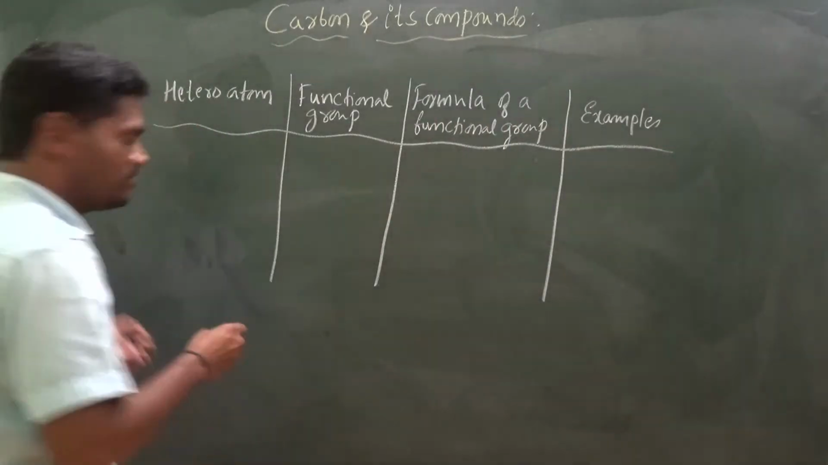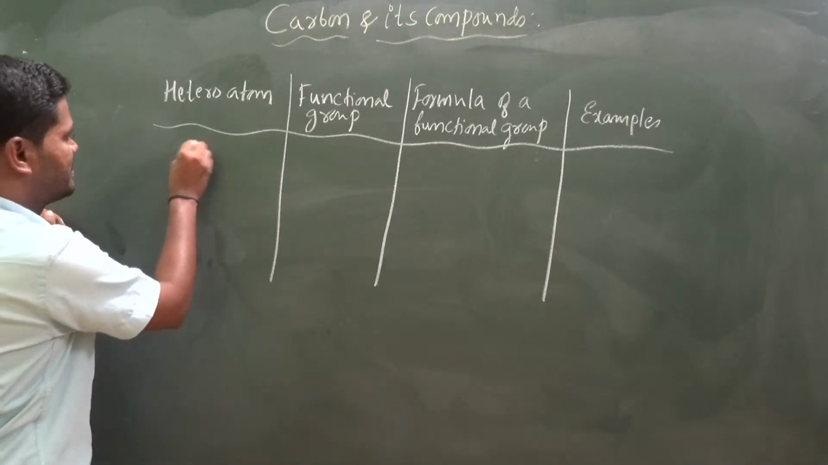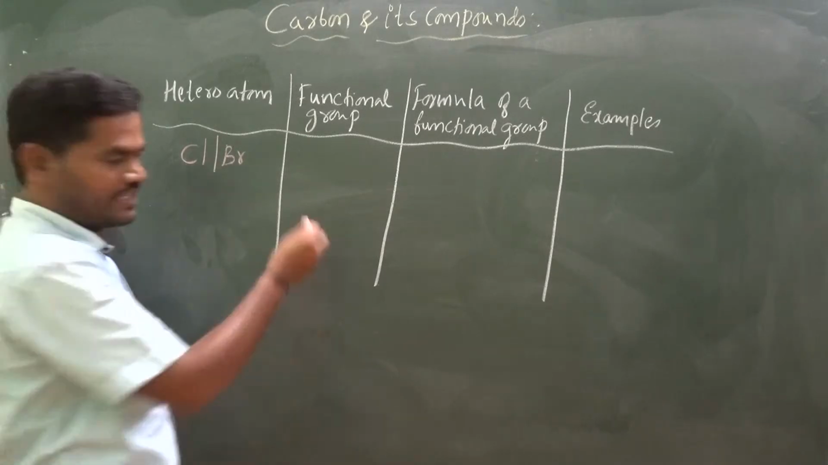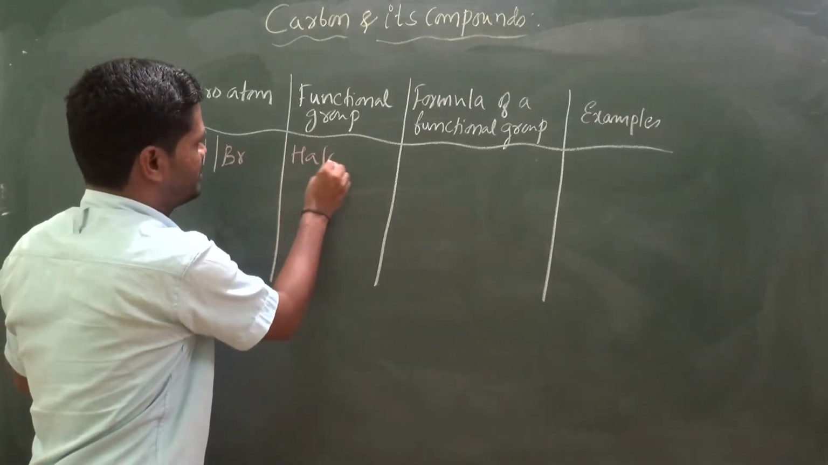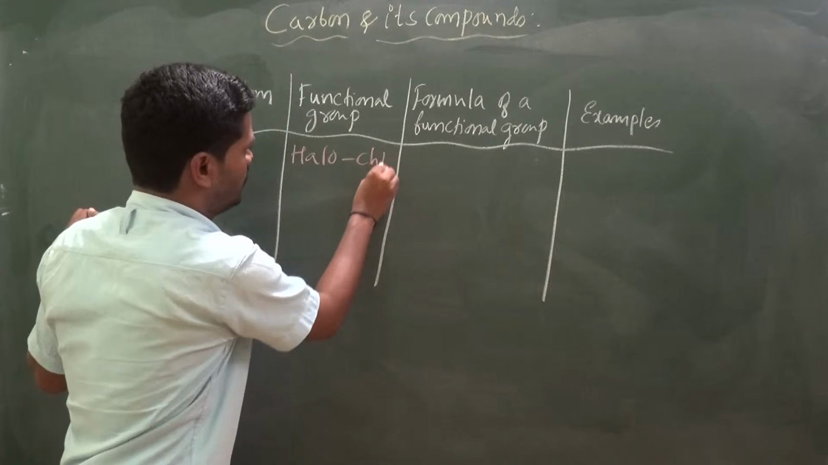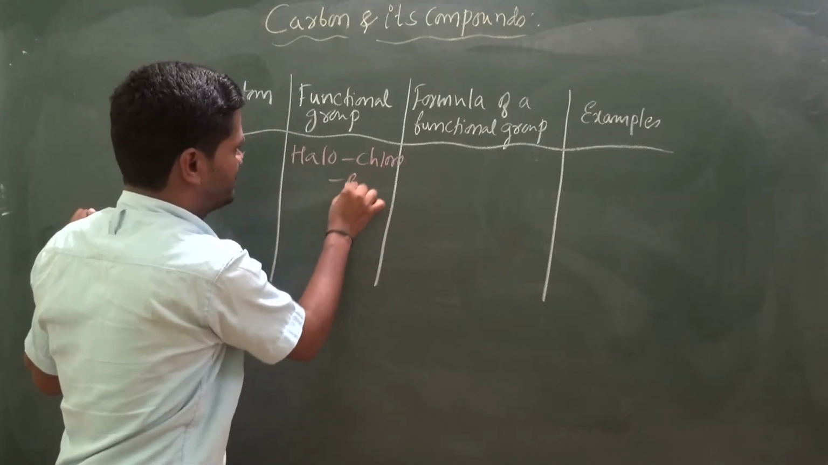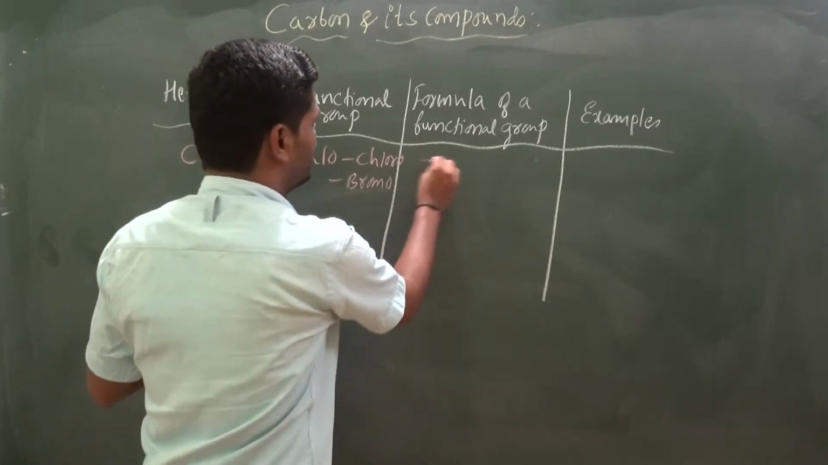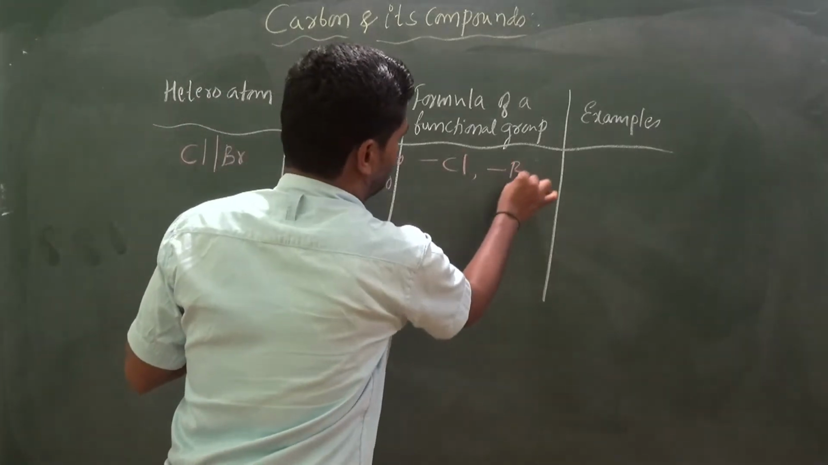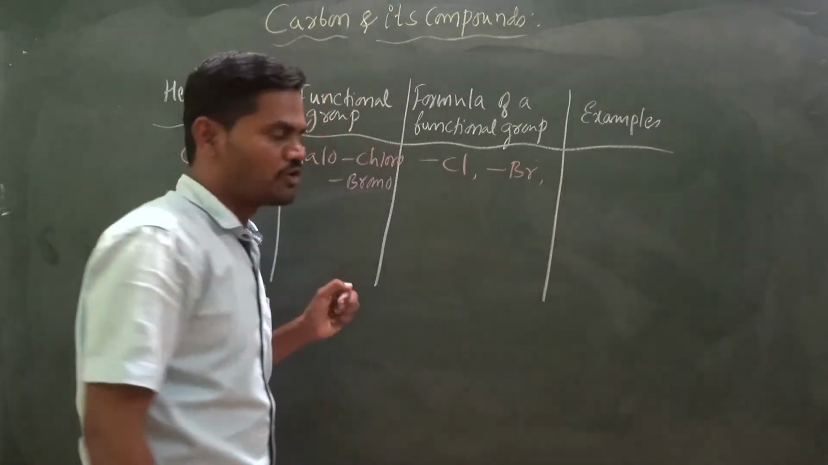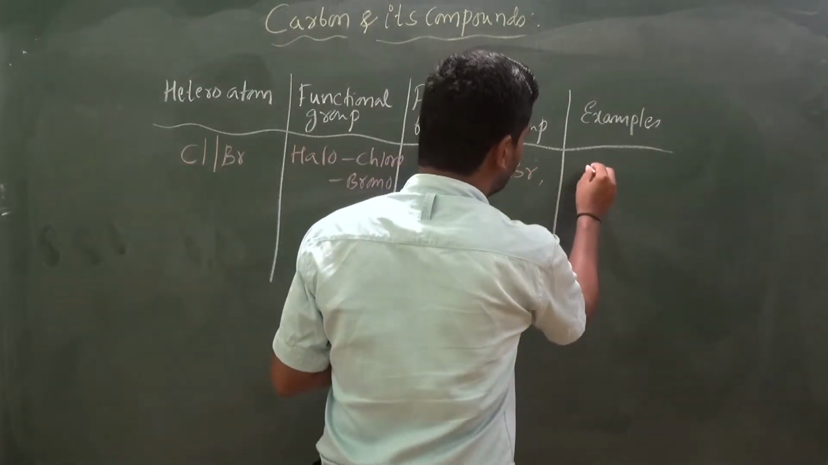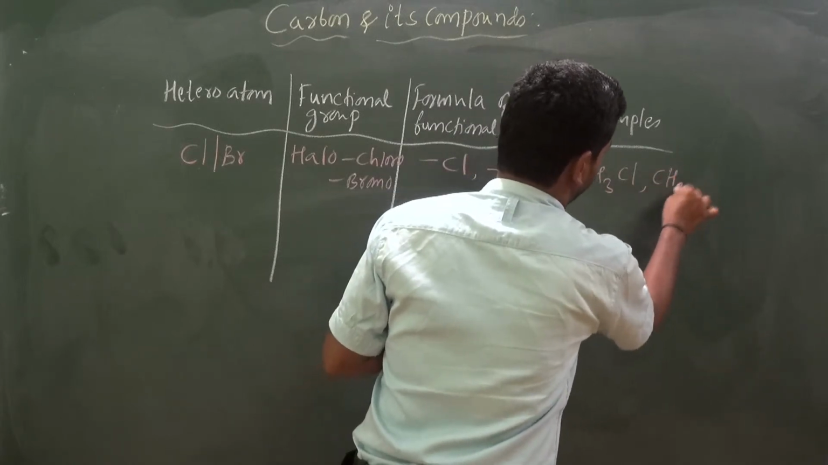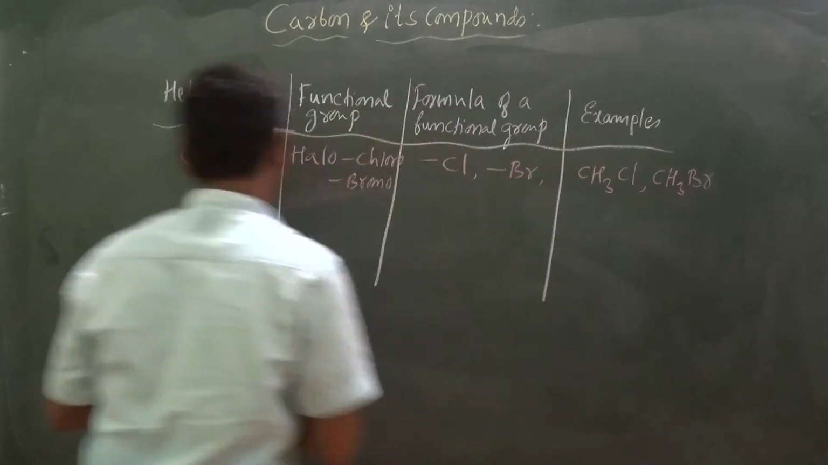First one is the heteroatom, that is chlorine or bromine. Next, this belongs to the halogens, that is fluoro or bromo. You can write this as fluoro or bromo. Best examples are CH3Cl or CH3Br. I will explain it afterwards.